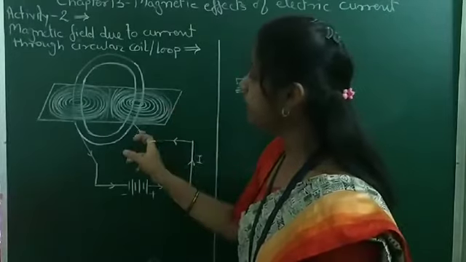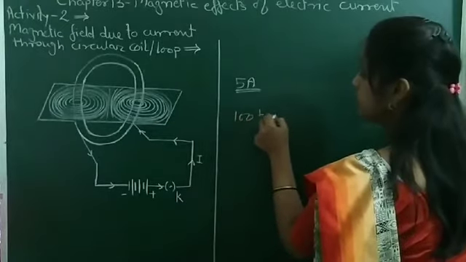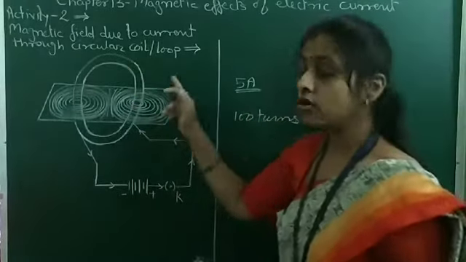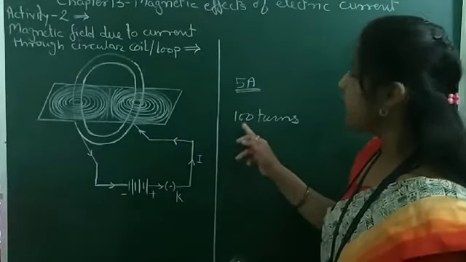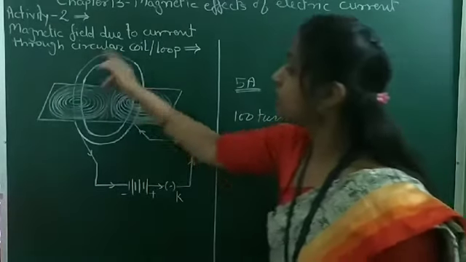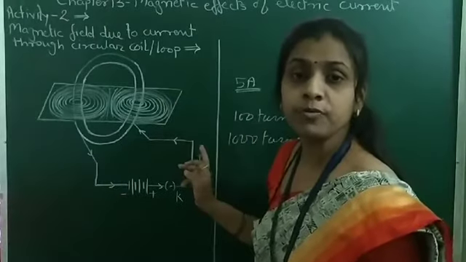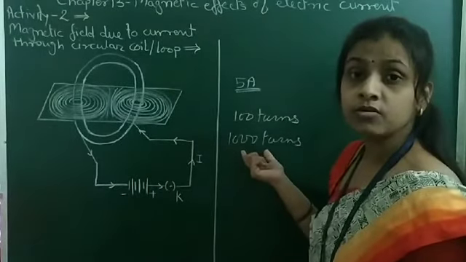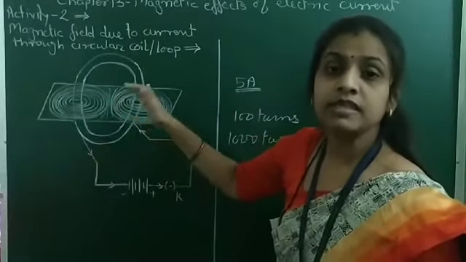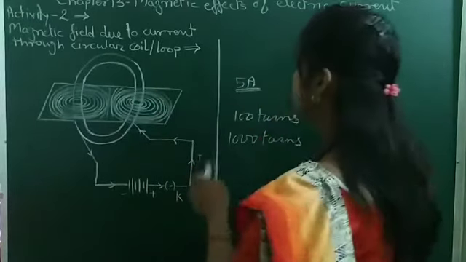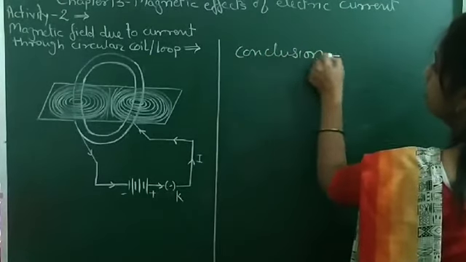Suppose this coil consists of 100 turns. Then how much magnetic field is produced? The magnetic field produced is 100 times. If this coil consists of 1000 turns, then how much magnetic field is produced by the coil? The magnetic field produced by the coil is 1000 times. So as we increase the number of turns, the magnetic field also increases, and this is nothing but the conclusion of this activity. So what is the conclusion?